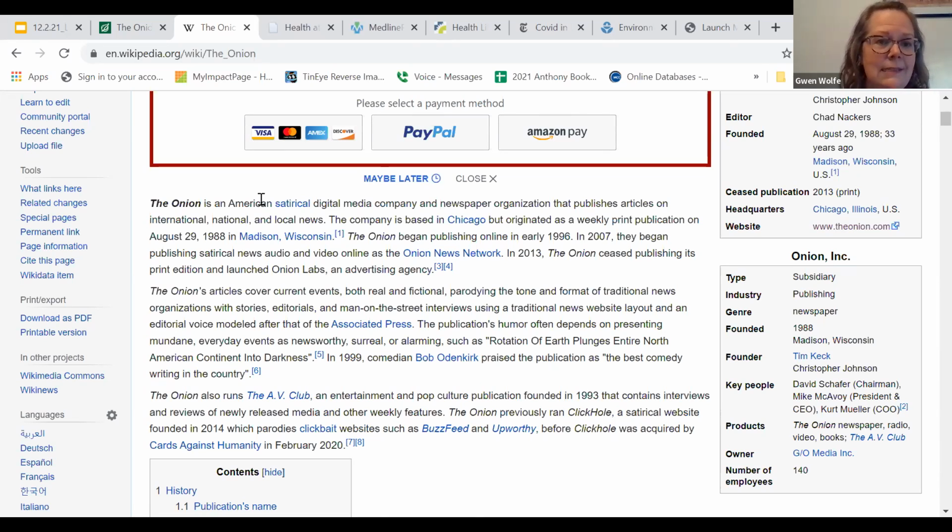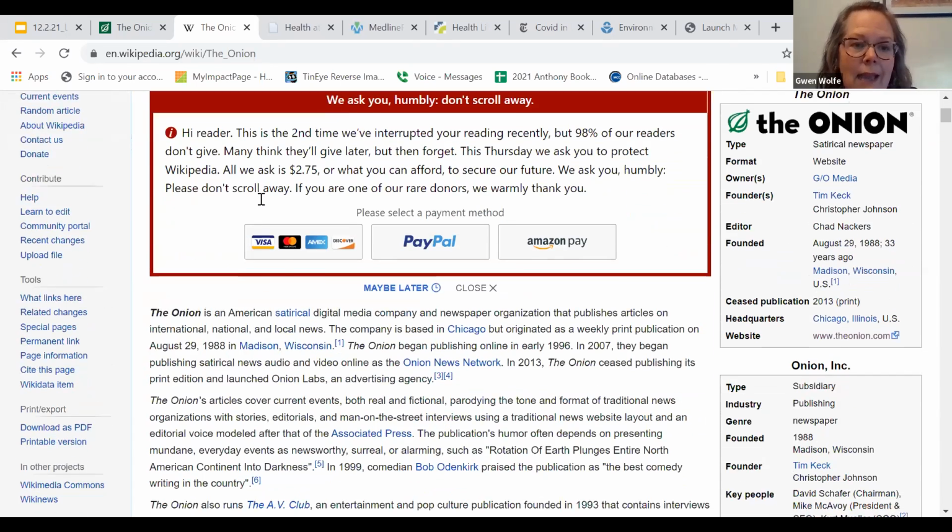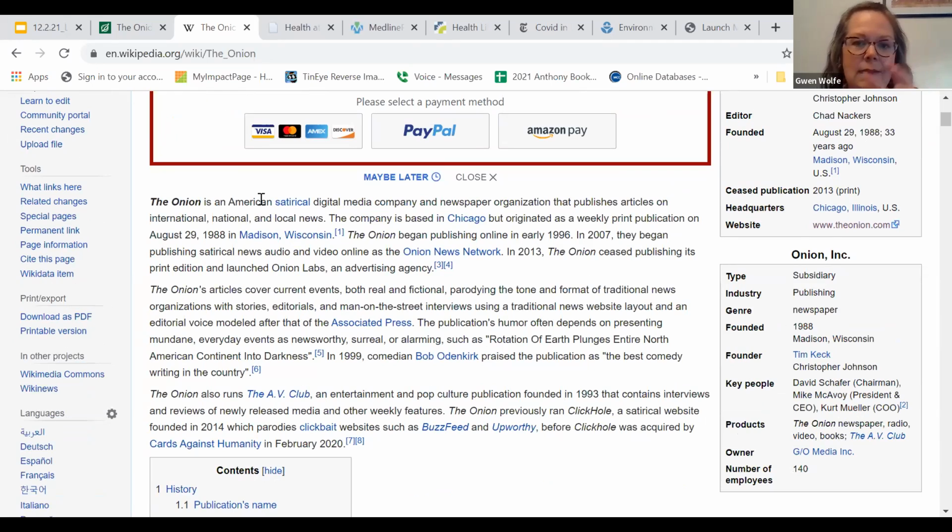So in instances like this, when we're trying to find basic information about something like The Onion or another website or a celebrity or a politician, we can count on this generalized summary of information to be reliable. So when I go to Wikipedia, I see The Onion is an American satirical media company. That makes more sense to me after what we just saw on their main website.